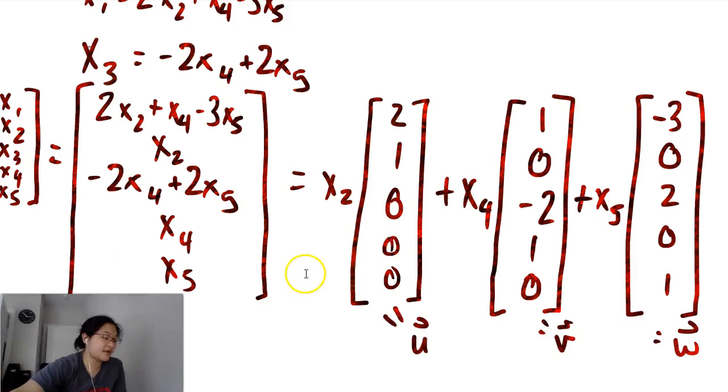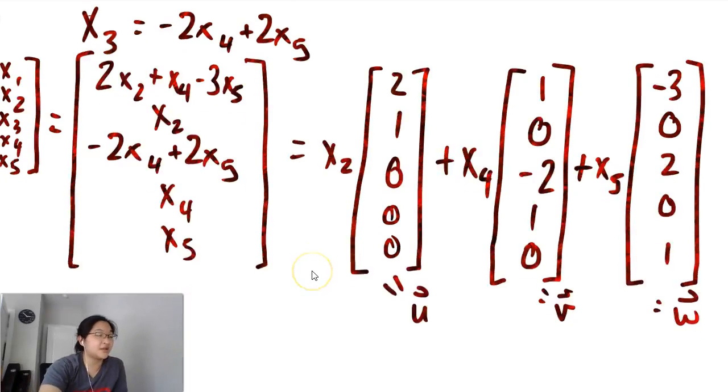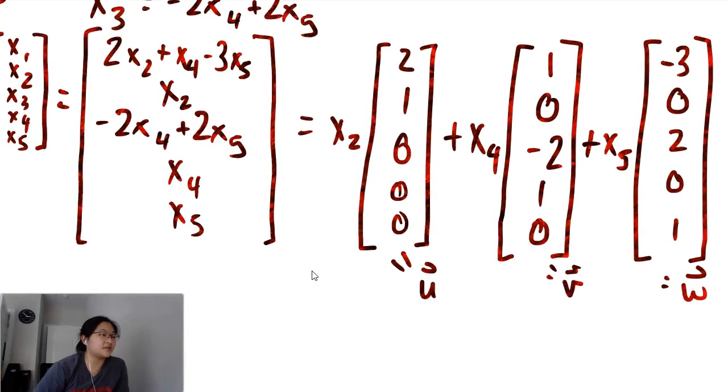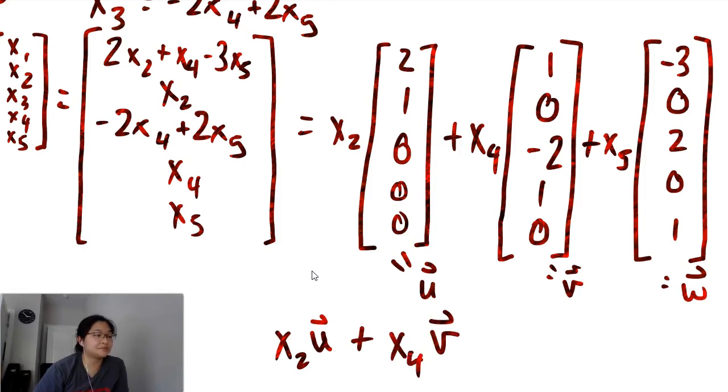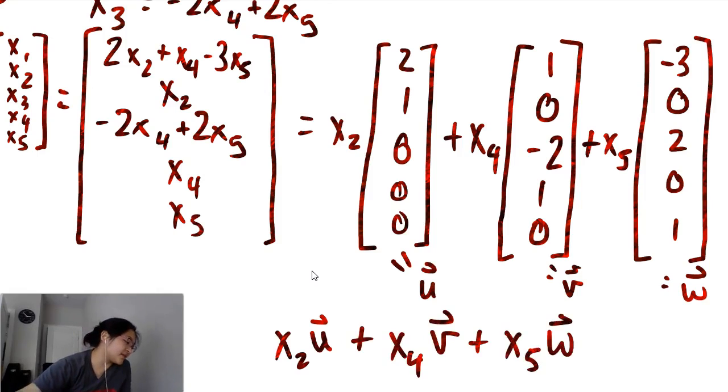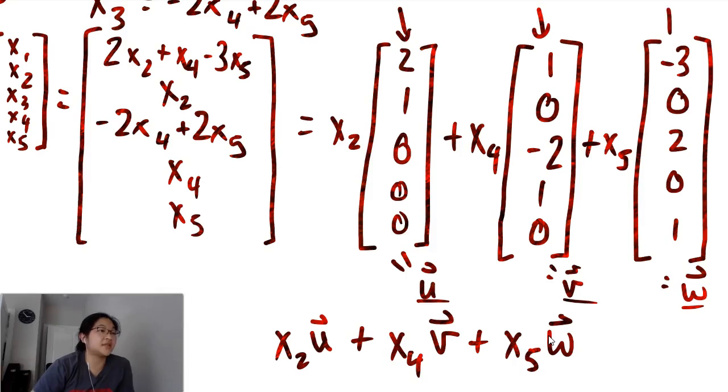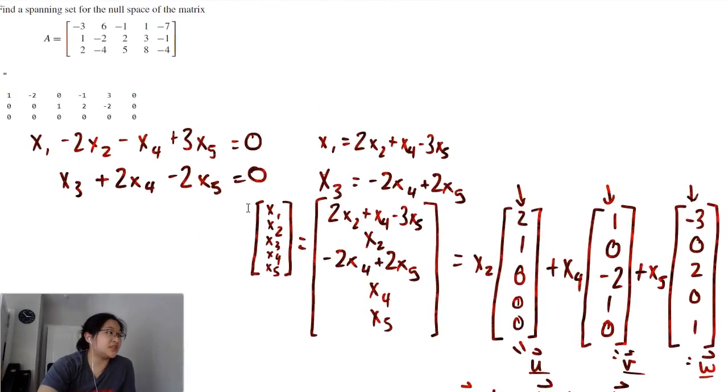And so we can express our null space as our linear combination of x2 times vector u as defined above, plus x4 times v, plus x5 times w. And that is our spanning set, just our vectors u, v, and w, which are written right here. So that is our spanning set of our null space of A, which was given up here.